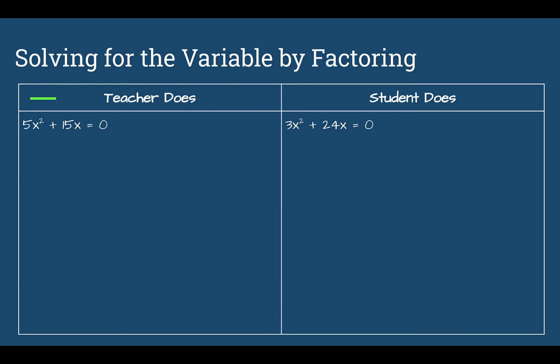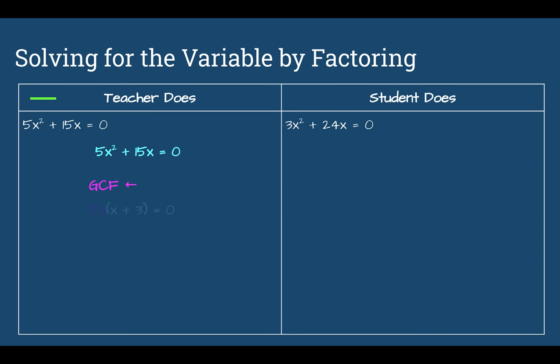In our next example, it doesn't necessarily look like it's in the right format. However, it is just missing a c value. We have 5x squared plus 15x and no c, so c is equal to 0. For this one, we're going to look at a slightly different way. If we take our original equation, one thing you need to look for is if you can take out the greatest common factor. So if you can, you might want to do that first.